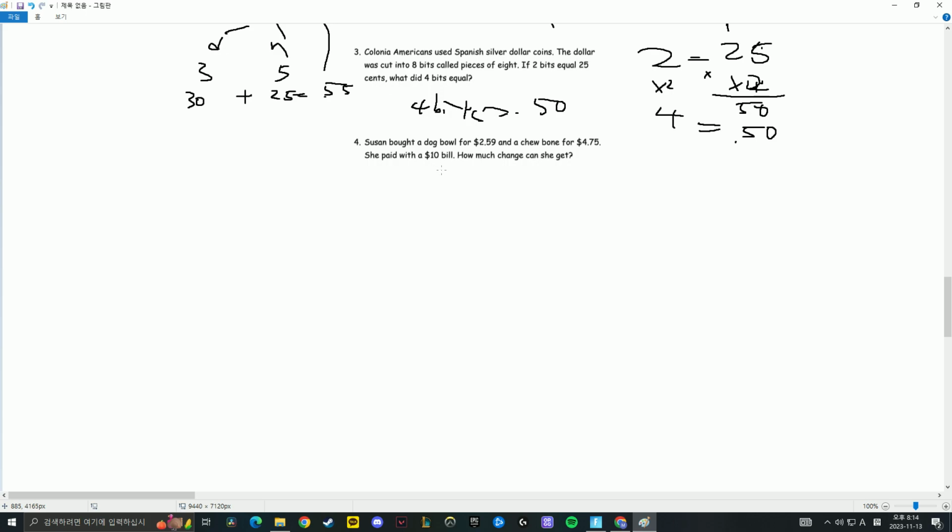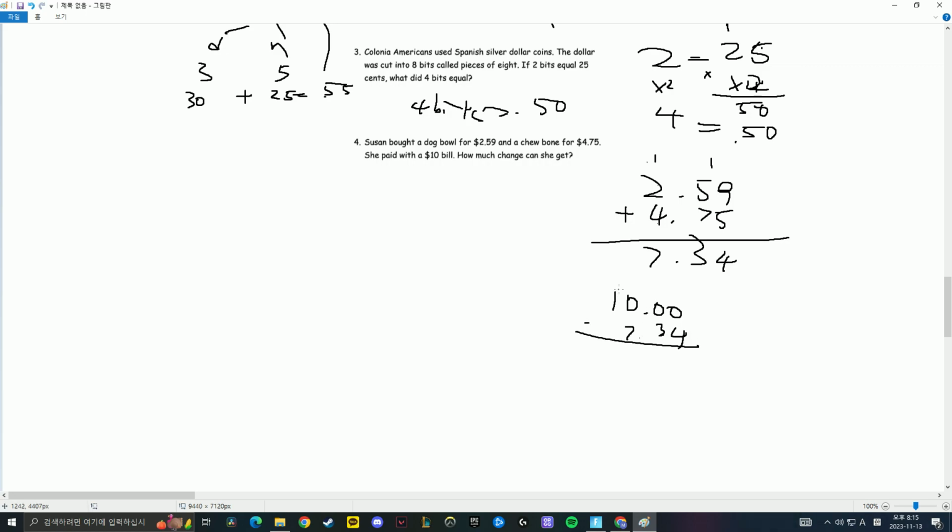Susan bought a dog bowl for $2.59 and a chew bone for $4.75. She paid with a $10 bill. How much change can she get? So let's add how much money she spent first, and then subtract from $10 which she paid with. 14, that is 12, 13, 4, 5, 6, 7. Okay, let's minus that from 10. And 0, 9, 9, 9. That is 5. That is 6. That is 2. And she could get $2.65.